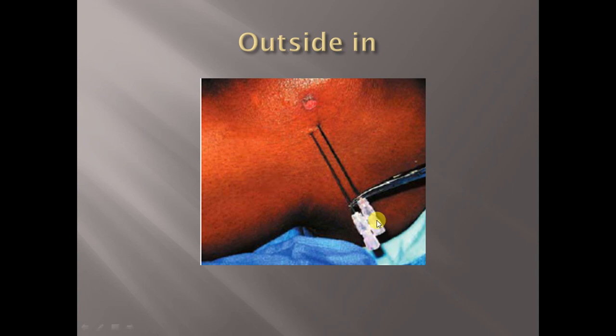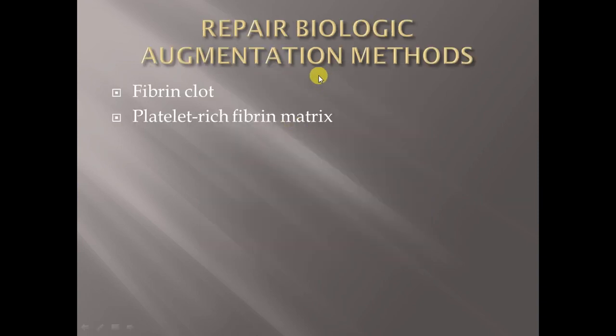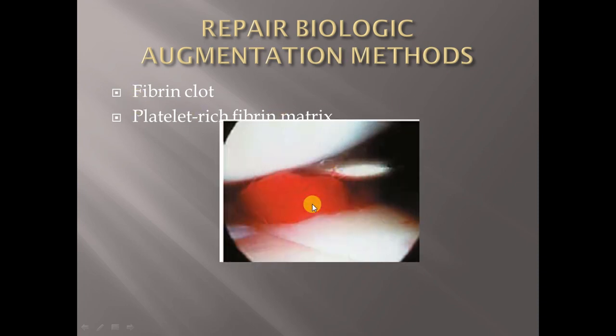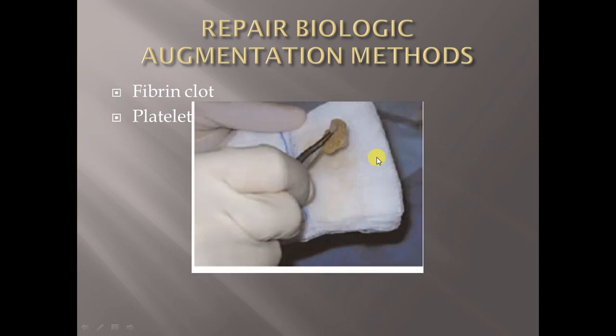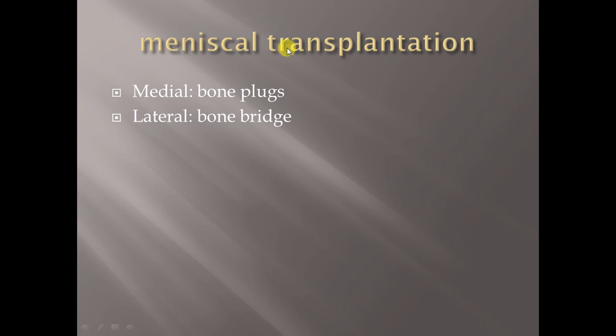This is the reverse, outside-in. You start from the outside and deliver in. This is another view. And all-inside, you do everything from inside, and open repair is used in tibial plateau fracture. You can augment your repair by some biological method, a fibrin clot prepared from the patient himself, or platelet-rich fibrin like this, to enhance biological healing. The vertical mattress suture is the strongest type of suture.